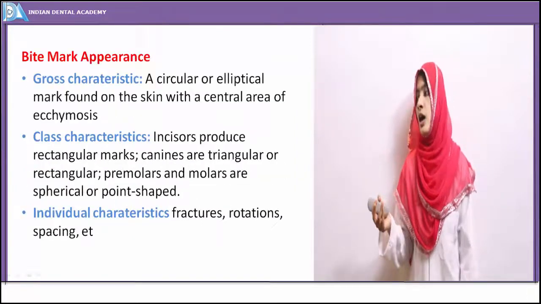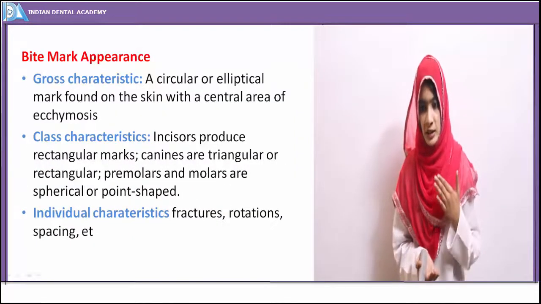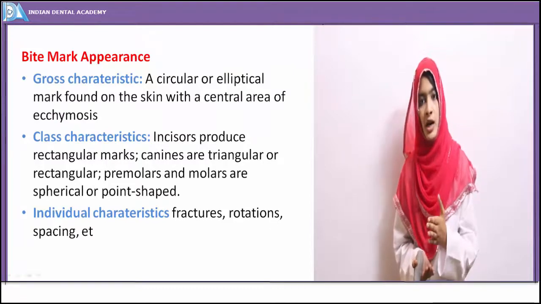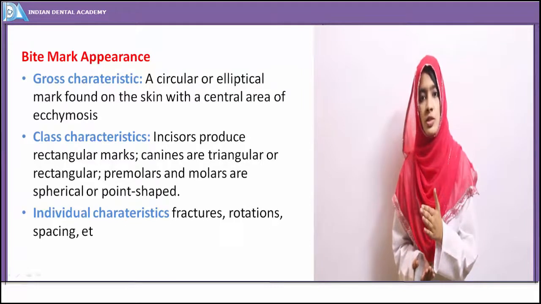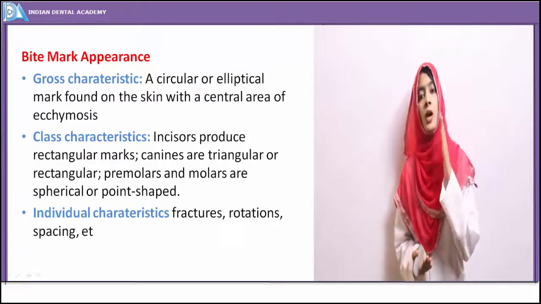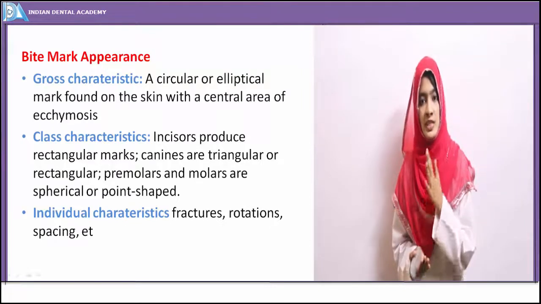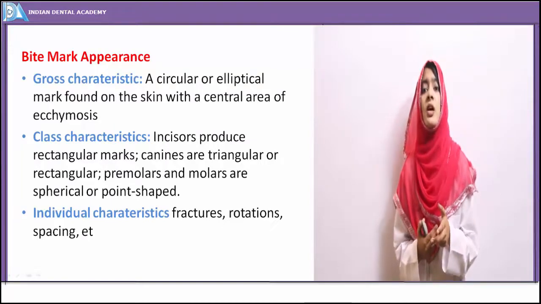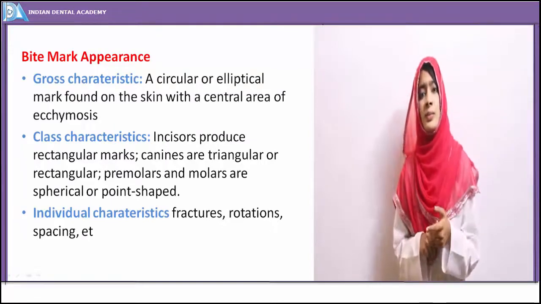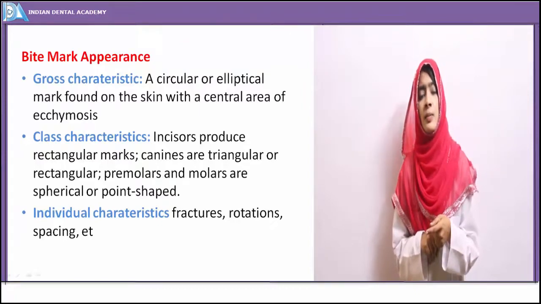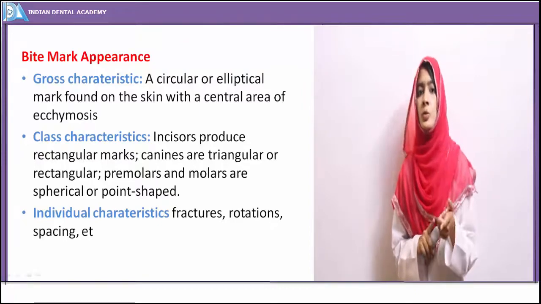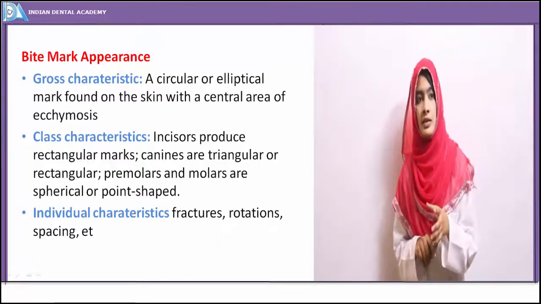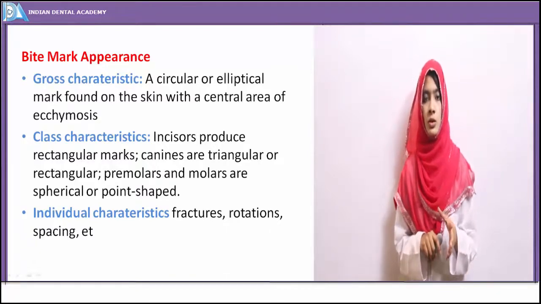Now, how do you identify the bite mark? Whenever you see a bite mark, you have to ask yourself a few questions while investigating it. What kind of bite mark is it? Is it a bite mark? Is it caused by animals or humans? What may be the suspected individual? Is it only a tooth pressure mark or a tongue pressure mark, and is any central ecchymosis seen or not?